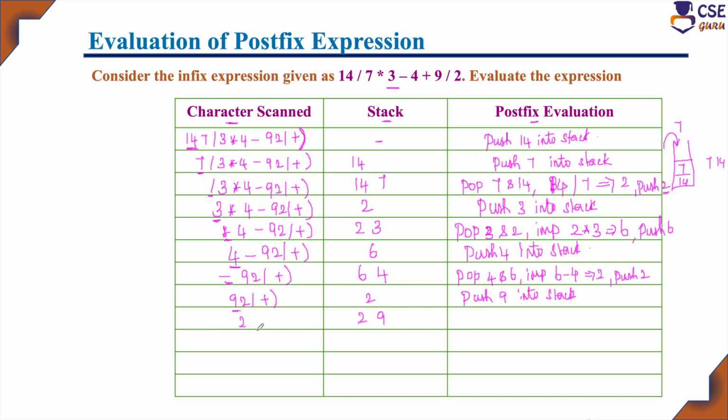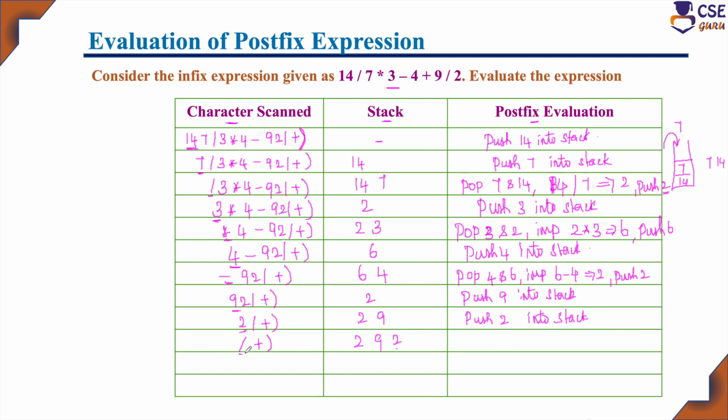Next is 2, division, plus, closed parenthesis. Next comes the operand 2. 2 is an operand, so you have to push 2 into the stack. Already the stack contents are 2, 9. Now you have to push 2 into the stack. Now this 2 will be the top element of the stack. And next come division and plus closed parenthesis, the remaining input characters.